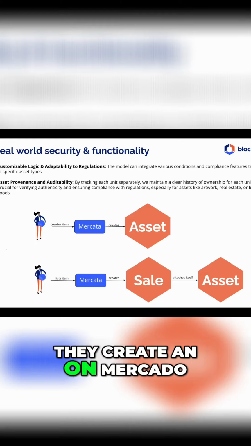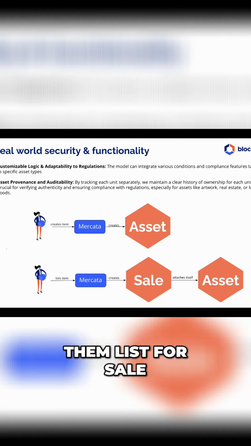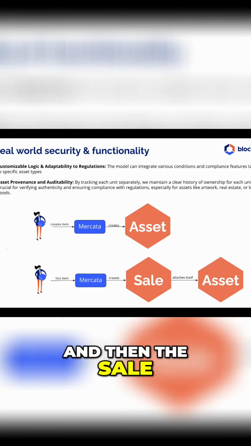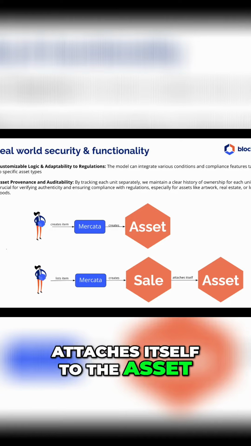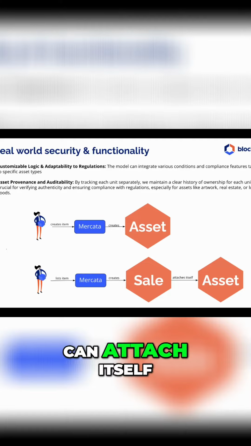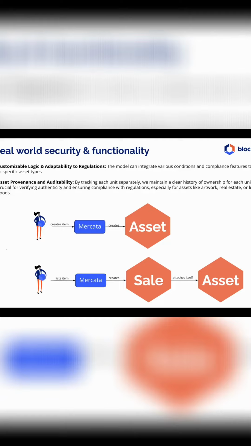They create an item on Mercado, then Mercado creates the asset, right? And then you saw them list it for sale. So what happens there is they list the item, and then Mercado creates a sale, and then the sale attaches itself to the asset. So only the sale can attach itself to the asset, and only an asset can create a sale. So that's a level of security that we've added.